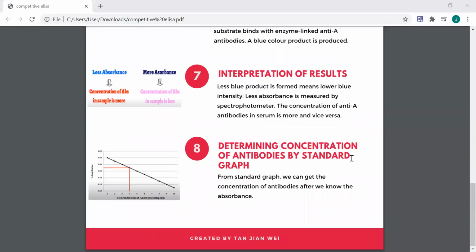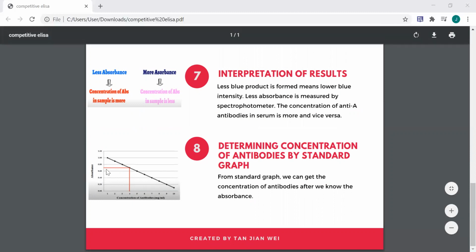We can also determine the concentration of antibodies by a standard graph. Since we already know the absorbance, from the graph, where the y-axis is absorbance and the x-axis is concentration of antibodies, we can know the concentration of antibodies inside the sample. Okay, that's all. Thank you.